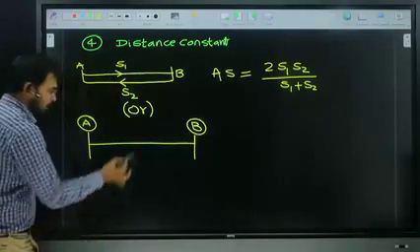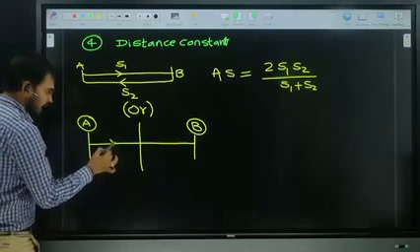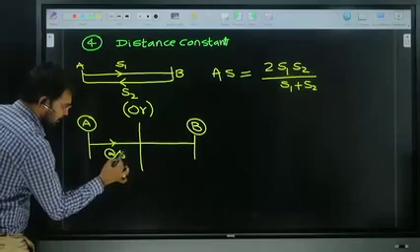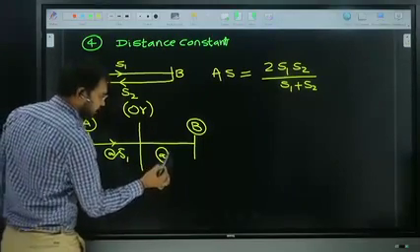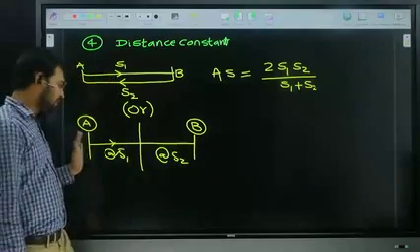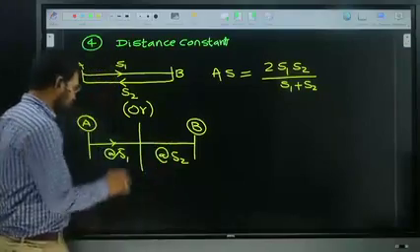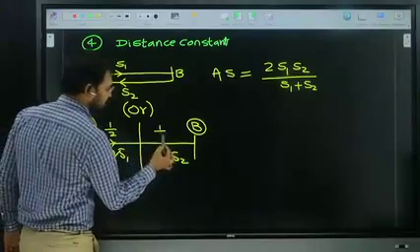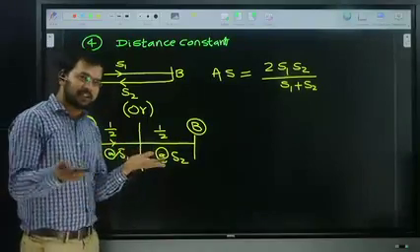A person travels exactly half of the distance at the rate of s1, and the remaining half of the distance they travel with s2. First half of the distance with s1, and the remaining exactly half of the distance with s2. Half is nothing but the distance is the same.